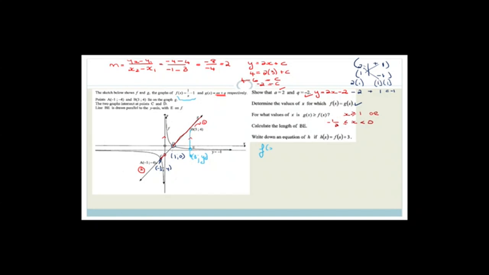So we can go f of x is equal to 1 over 3 minus 1, which is going to be minus 2/3. Do you agree? So then how long is this? Okay, they want to know the length of BE. So yes, we could use the distance formula, but it's silly because this is a straight line. So therefore, this is going to just be the 4 that went up plus the 2/3 that went down. So therefore, the length of BE is going to be 4 2/3.